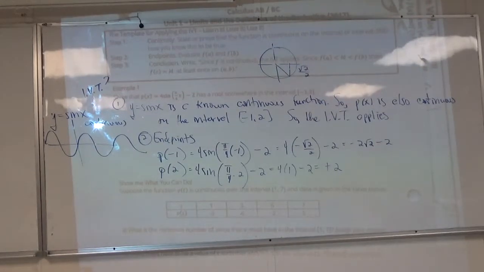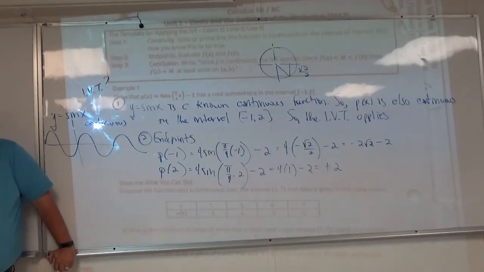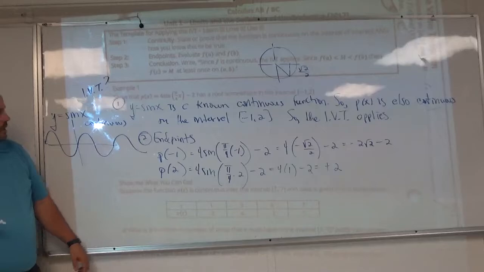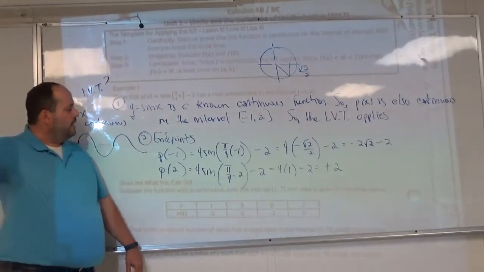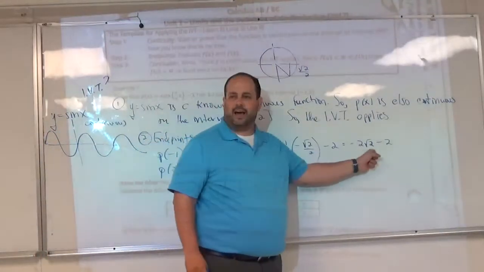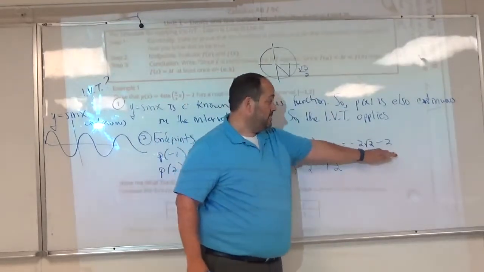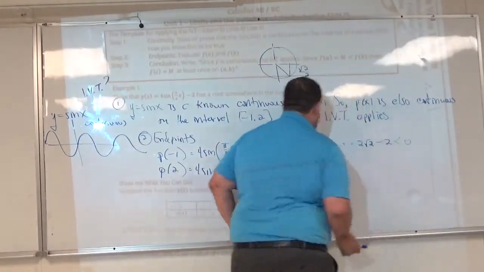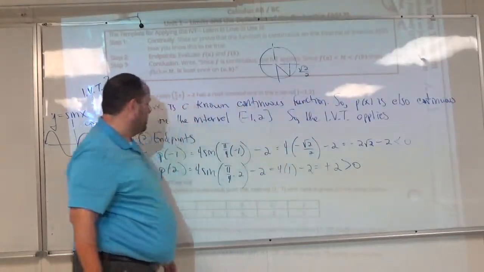Why does there have to be a root? Based on what we have here, why do we know there has to be a root? Because it crosses positive and negative. I heard something about positive and negative. If I think about this as a point, this is the point -1 comma -2 square root of 2 minus 2. I don't even know what that number is. But you know what I know about this number? Negative. I know this is negative. I know this number is positive.